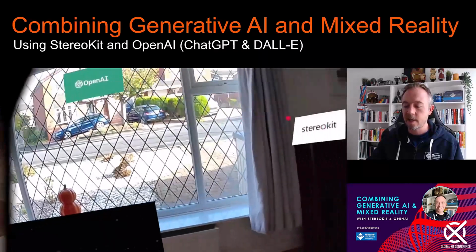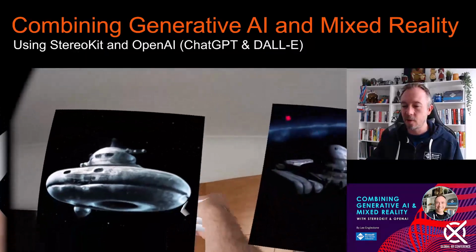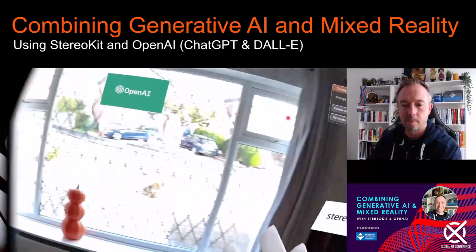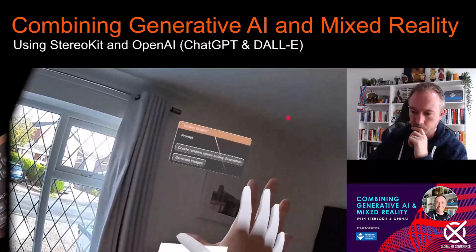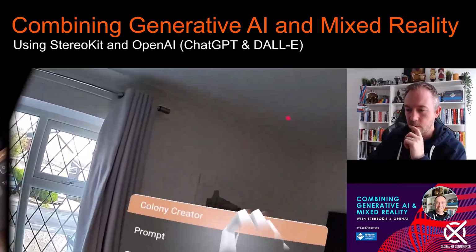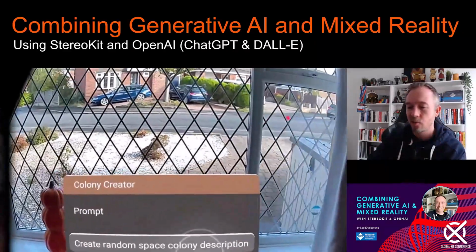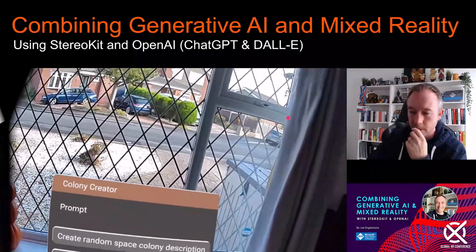Okay, so that's it for the spaceships. I think I move on to the colonies next. All right, for time. Okay, colony one. For colony one, I've not even bothered with a configurator. I just said, create me a random space colony description.